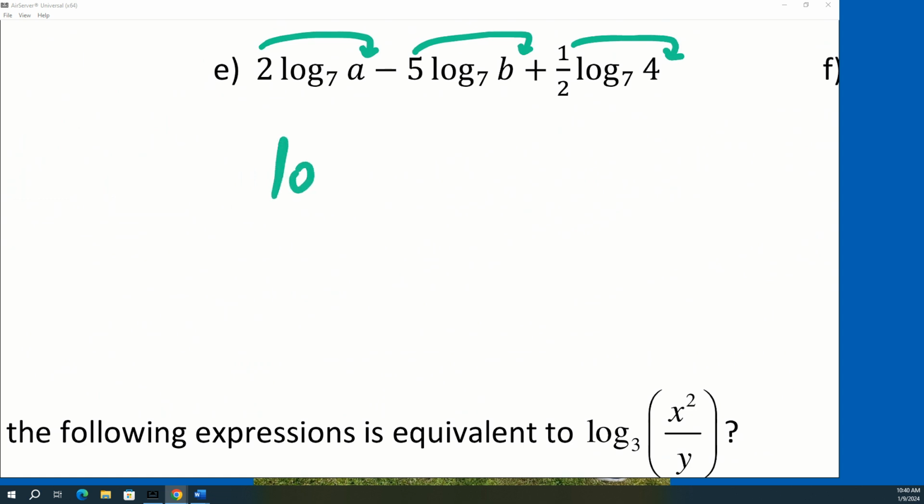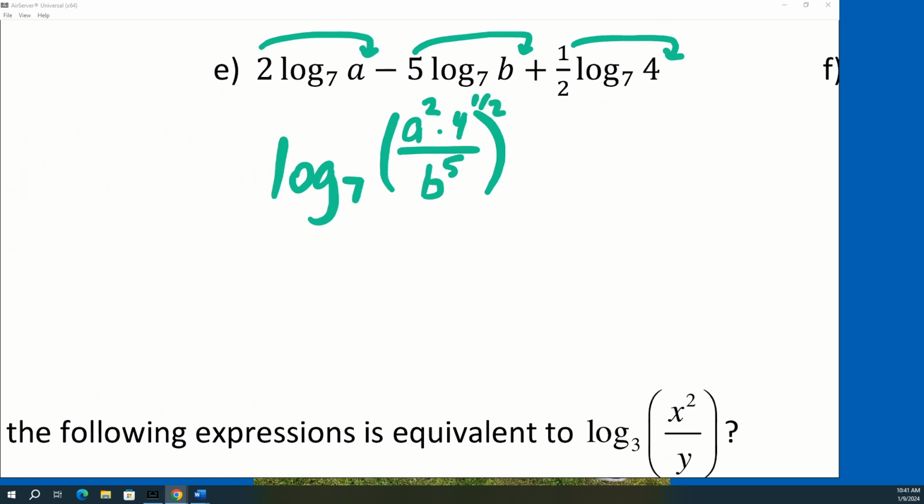We're going to have 1 log base 7. All right, and then anytime there's subtraction between your logarithms, we are going to have something in the denominator, so you can go ahead and draw a fraction mark. All right, so that a squared is going to go in the numerator, b to the 5th in the denominator because there was subtraction in front of it, and then 4 to the 1/2 is going to be multiplied in the numerator.